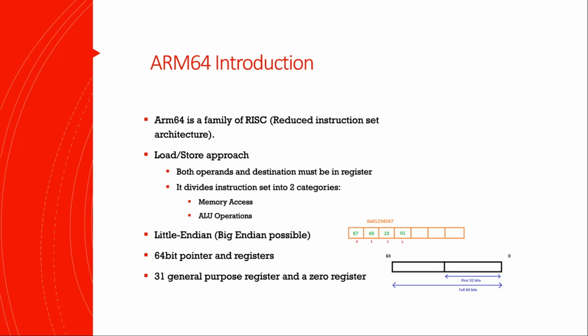For instance, in a load store approach, both operands and destination, let's say for an add operation, must be in registers. This differs from a register-memory based architecture, for example a CISC instruction set architecture such as x86, in which one of the operands for the add operation may be in memory while the other is in a register. I hope by now you have some idea about the basic difference between RISC architecture and CISC architecture.